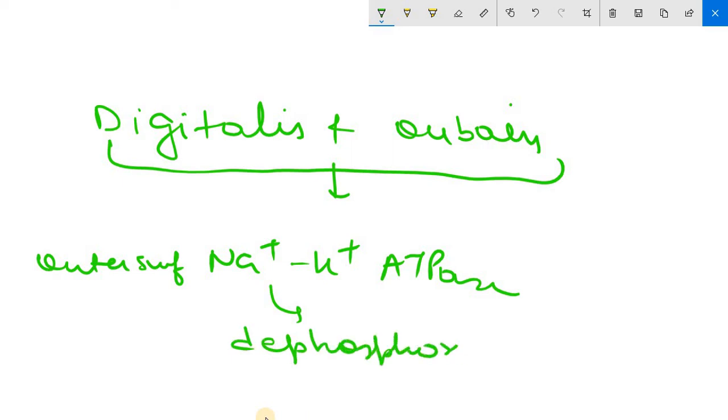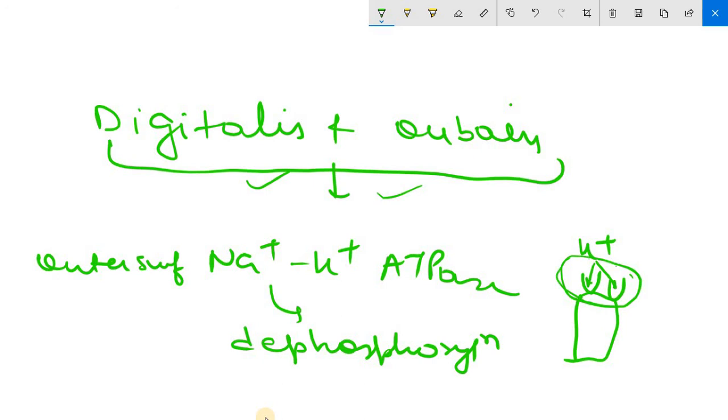Because after binding of potassium to the, suppose this was your alpha subunit, this was the potassium site, one potassium here, one potassium here. As the potassium binds to the extracellular site, dephosphorylation of the aspartate residue will occur, which will lead to the transfer of potassium inside the cell. So digitalis and ibuprofen, these two drugs will interfere with binding of potassium to the outer surface. So dephosphorylation of your aspartate residue will not occur. So this is the basic mechanism behind the functioning of your digitalis.